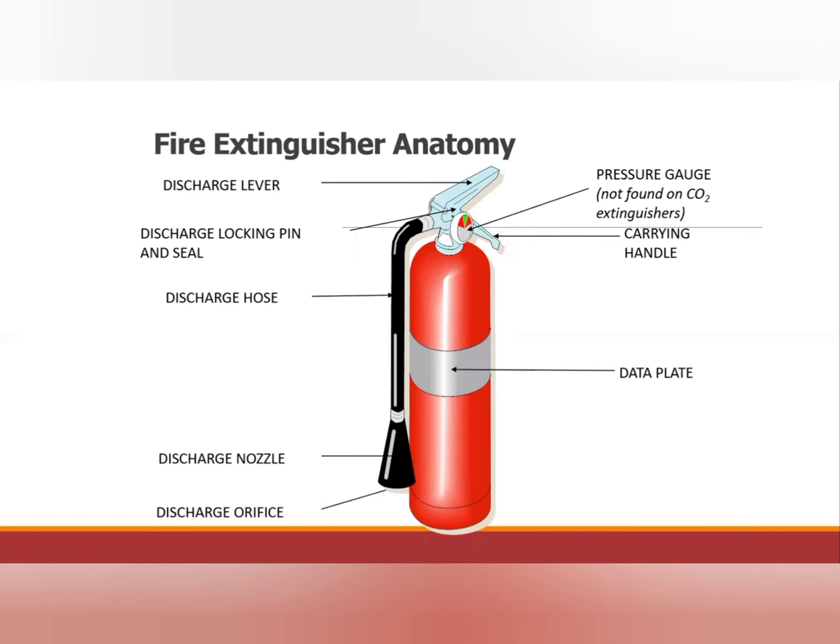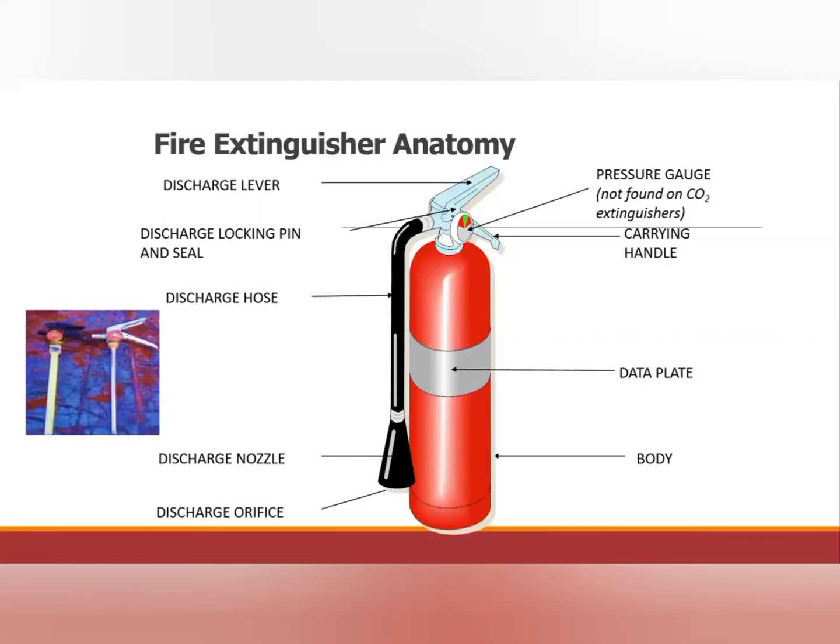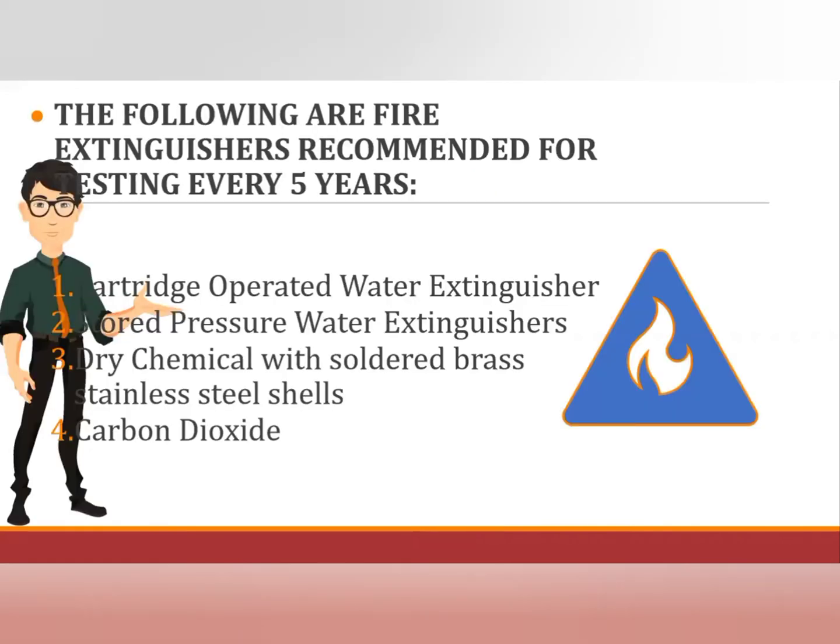And this is the data plate where the instructions or the chemical contents and so on, as we mentioned a while back, are written. Next, this is the body of the fire extinguisher. And the next one is the discharge valve that is inside the fire extinguisher, which has a function to carry out the chemical content inside the fire extinguisher.